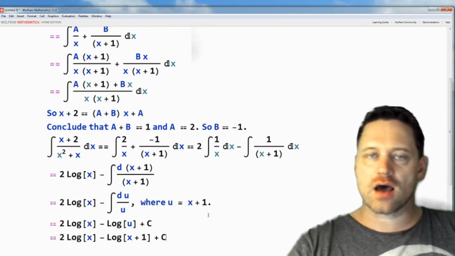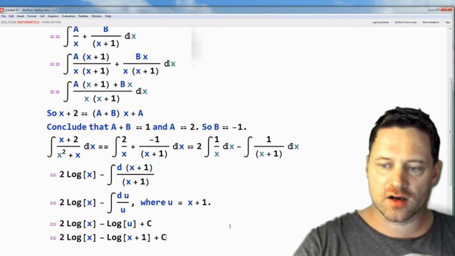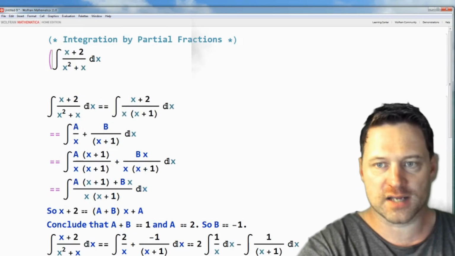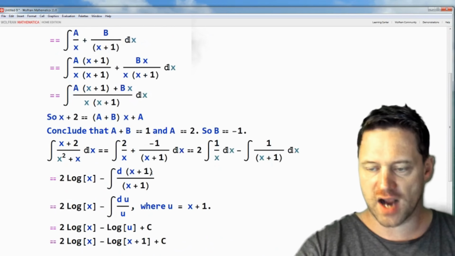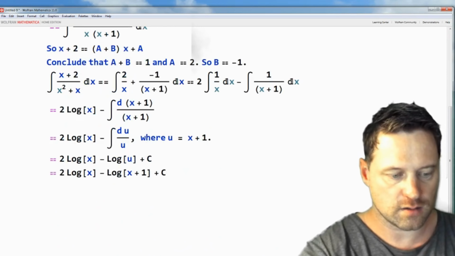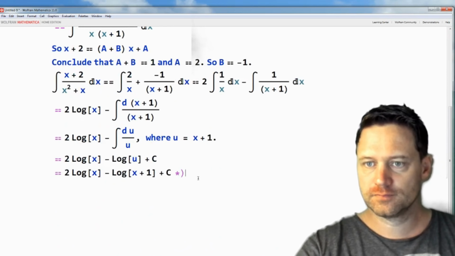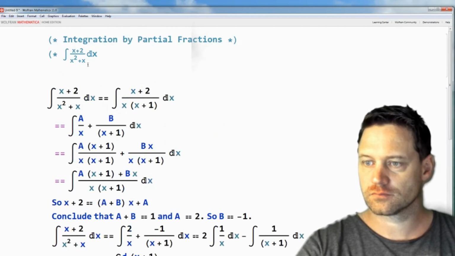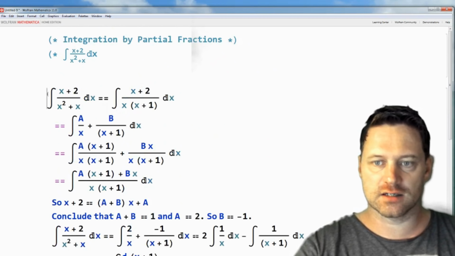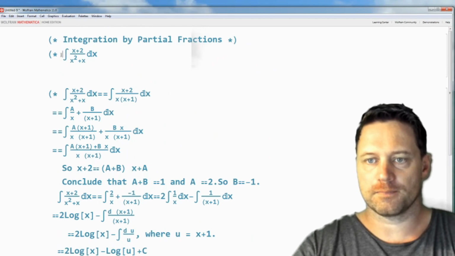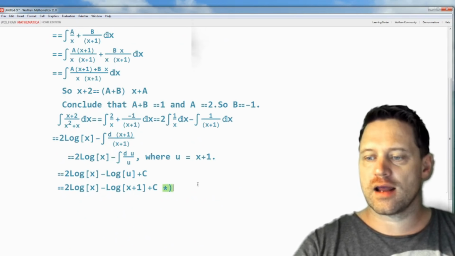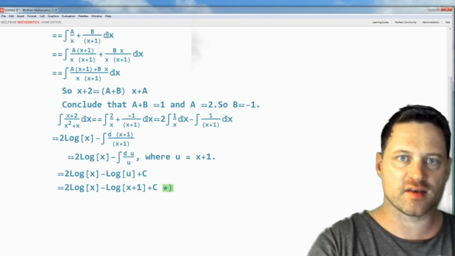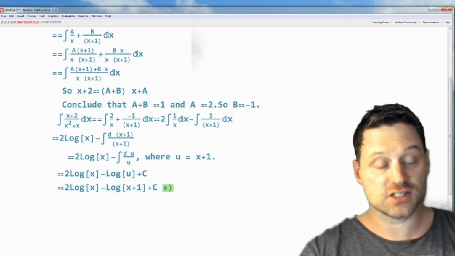All right, now that's how to calculate it by hand, but how do you check your work? Well, let's turn this all into a comment by putting bracket asterisk and asterisk bracket. Well, that's a different cell, isn't it? So I needed to put that here. Okay. All right, now that that's all a comment, I can show you how to calculate this using Mathematica in order to check your work.